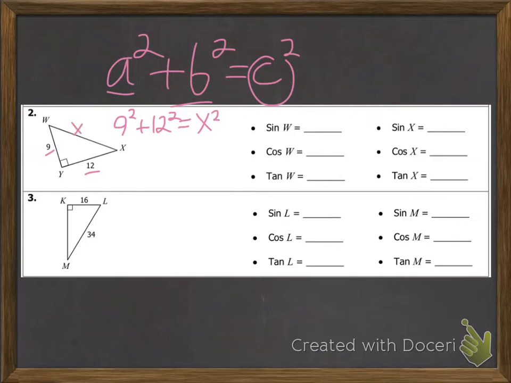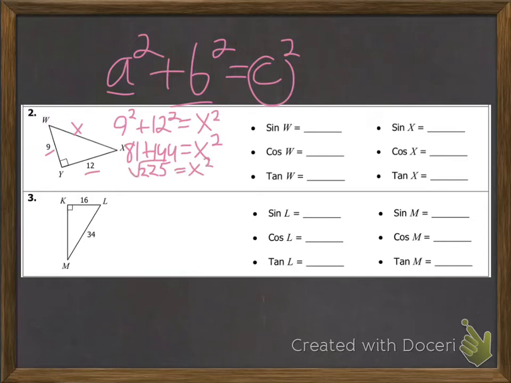And solve. So when you square 9 and 12 and then add them together, it would actually be 81 plus 144. That's going to end up being 225.